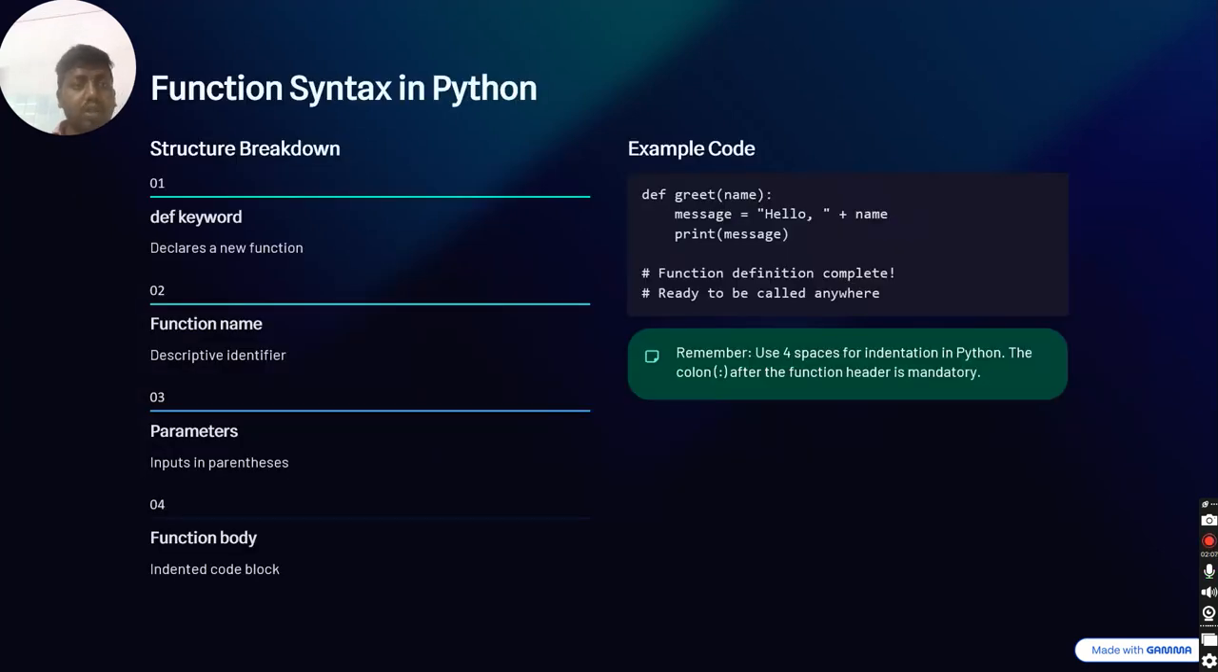Next, let us go with the function syntax in Python. Here we can see an example of function syntax. def greet of name, then an indented body: message equals hello plus name, print message. Whenever we call this greet function, it will automatically go to the definition section, and the value which we give in the function call will be assigned to the parameter variable, and the rest of the body will perform the task as per the flow of execution.